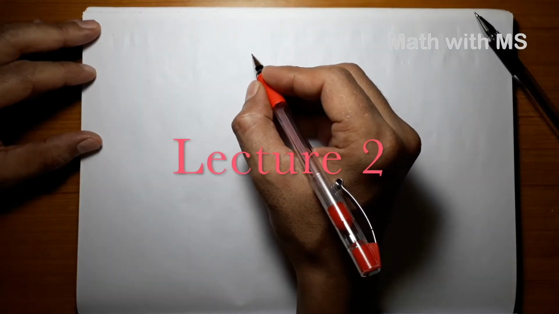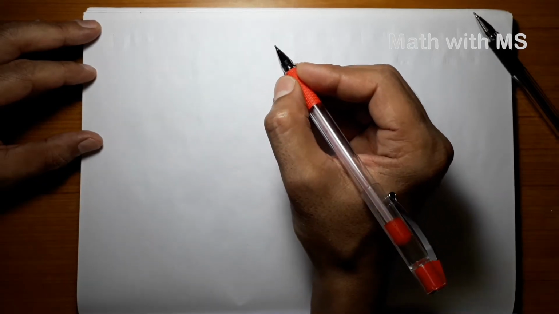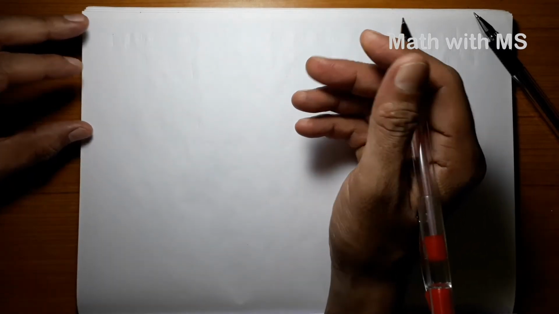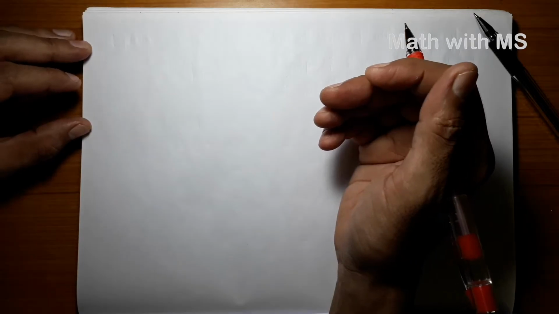Welcome to the second lecture on representations of finite groups. In the first lecture, I defined what a representation of a group is and I gave the definition of equivalence of two representations. So continuing that line, let me begin with a small observation.